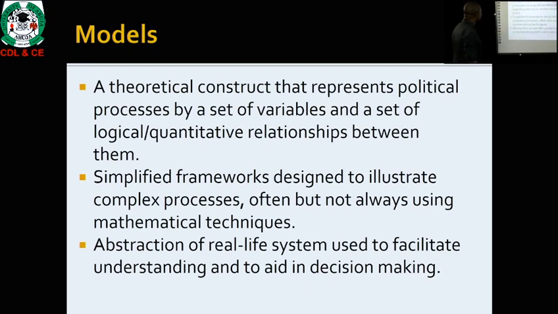Models in contemporary political analysis. A theoretical construct that represents political processes by a set of variables and a set of logical or quantitative relationships between them. Like I said, they are not constant. They change over time.